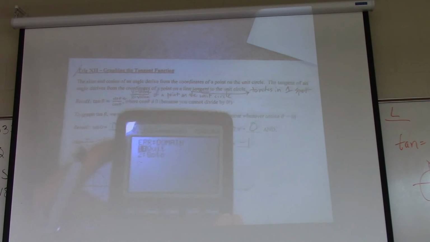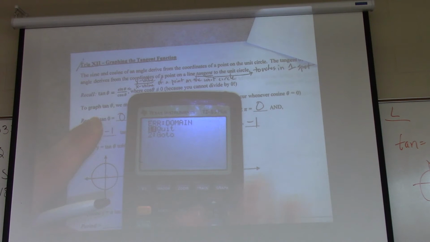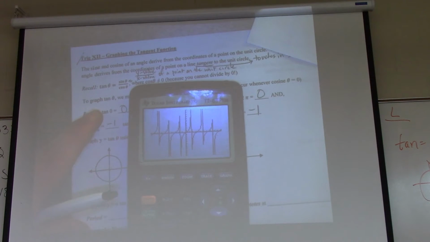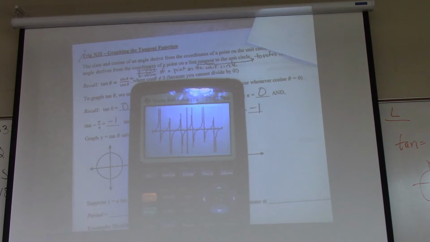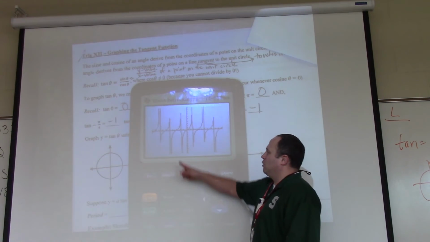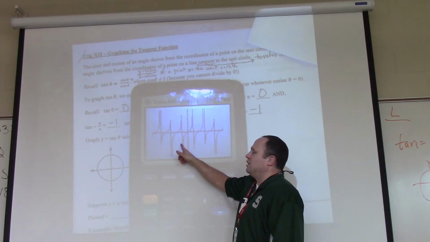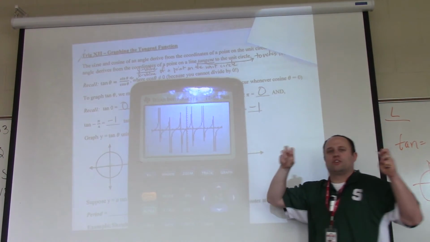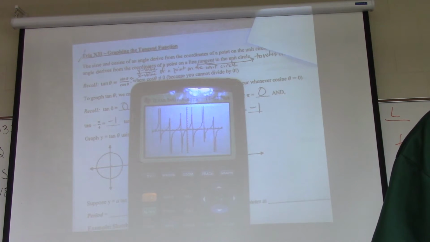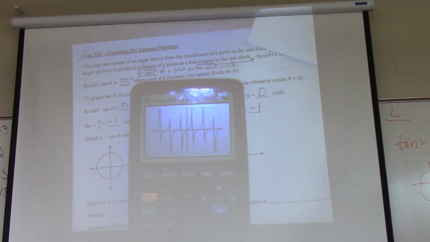Let me show you up here. Y equals tangent of x, and I go to graph it, and it looks like that. Now, what I want to tell you is, these vertical lines are called vertical asymptotes. They're not actually part of the graph. The graph looks like this, and then it stops, and then it starts again, and then it stops, and then it starts again.